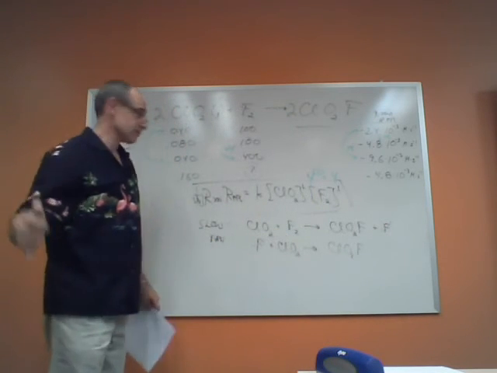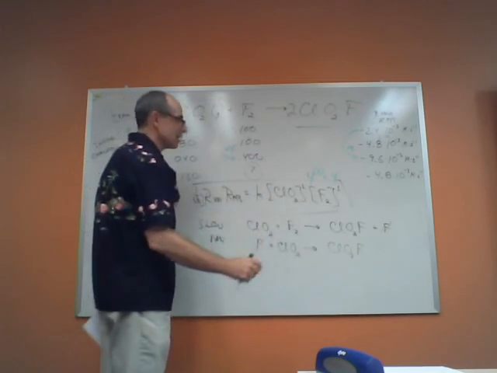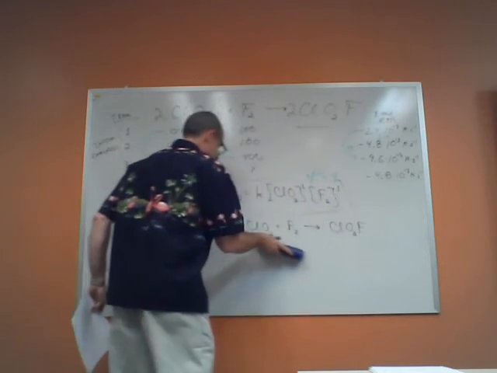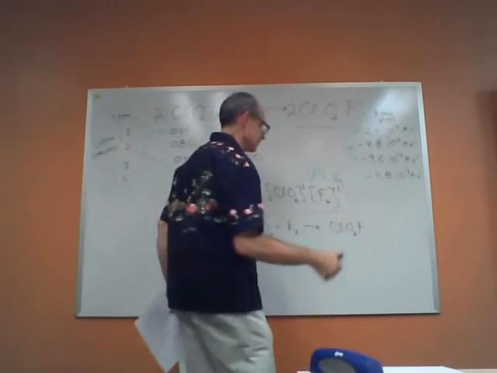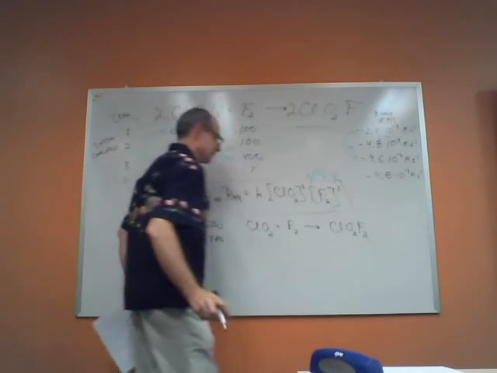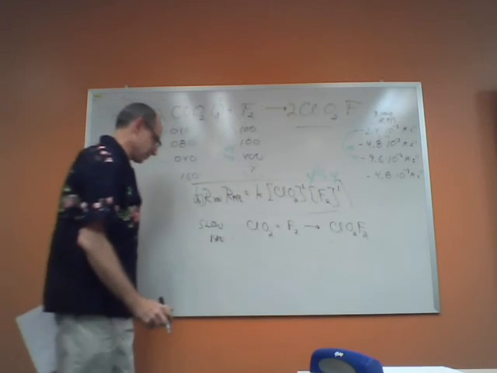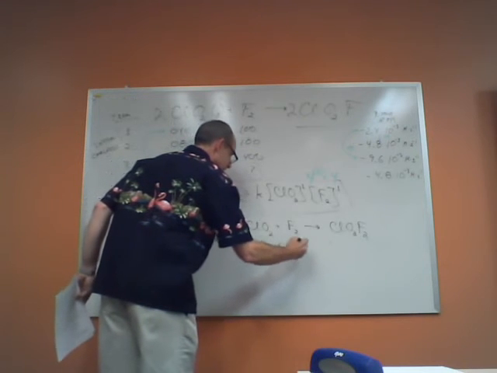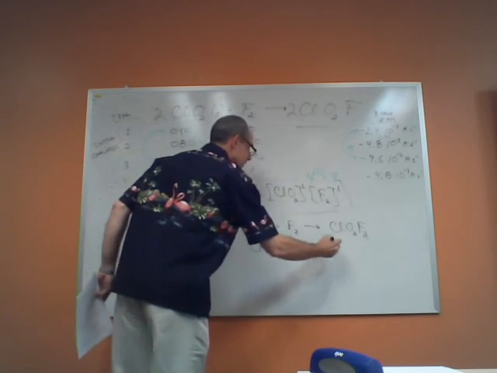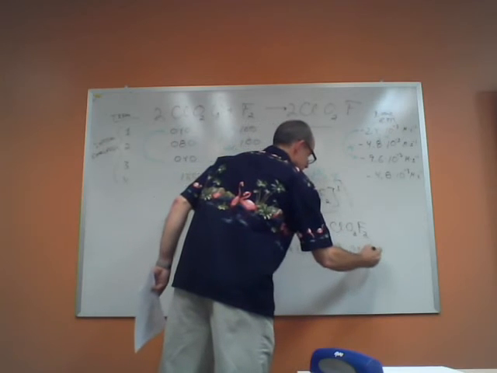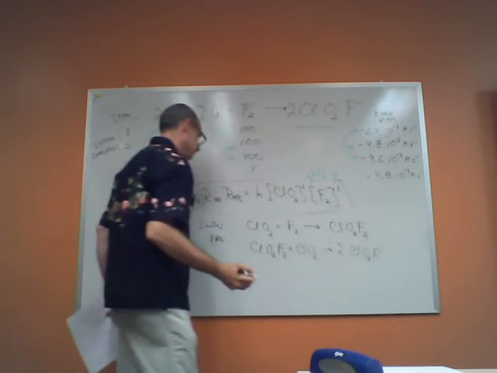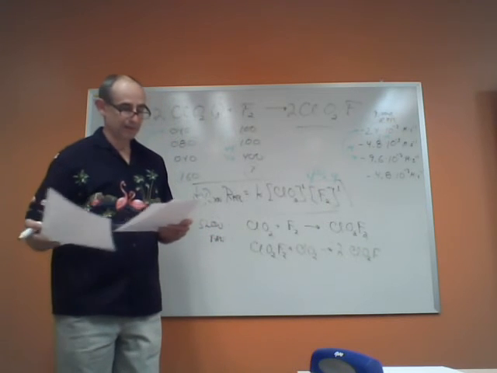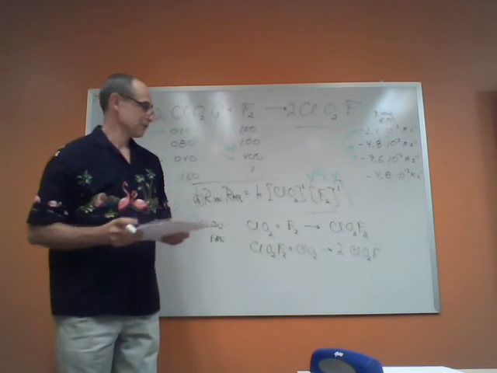Is that the only possible rate law consistent with that mechanism? Well, no. I could certainly have something here where I don't get a free fluorine atom, but rather I get ClO2F2, and ClO2F2 would react with another ClO2 to form two ClO2Fs. I couldn't really decide on the basis of that which would be correct.